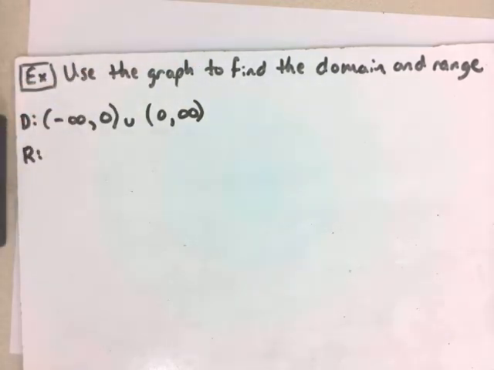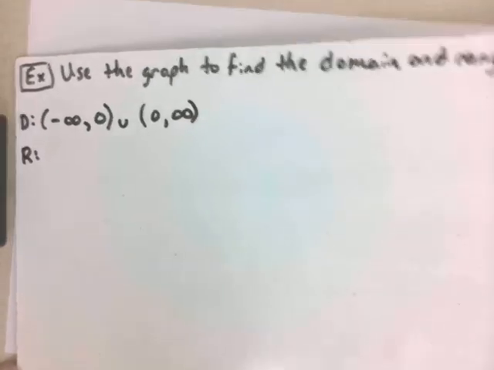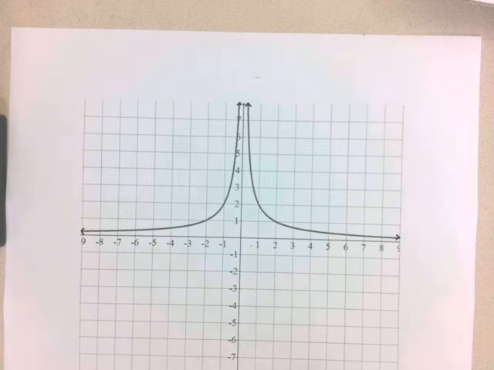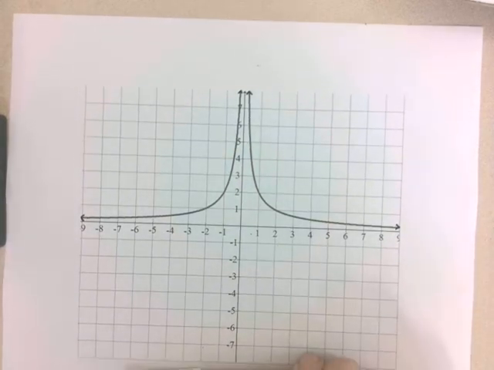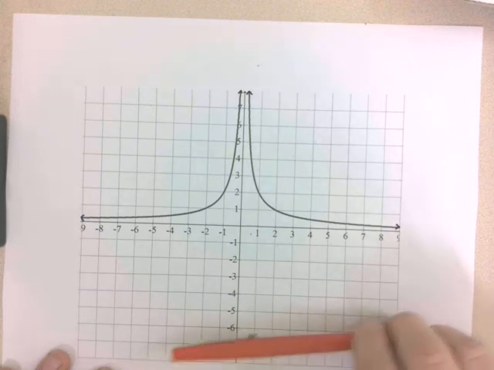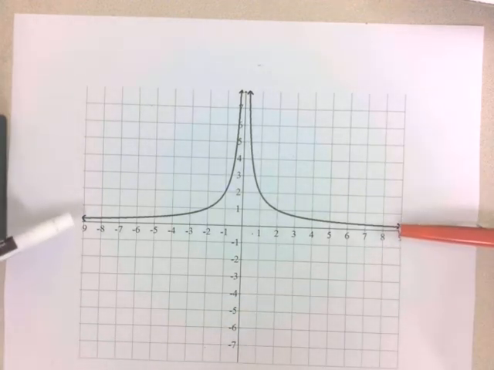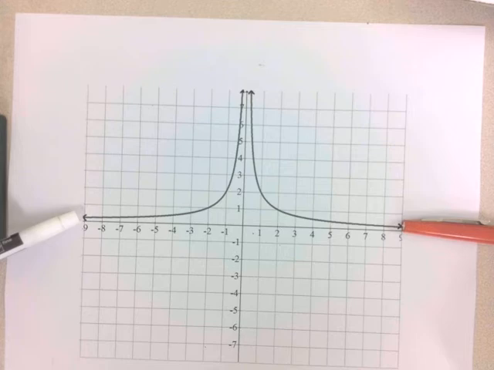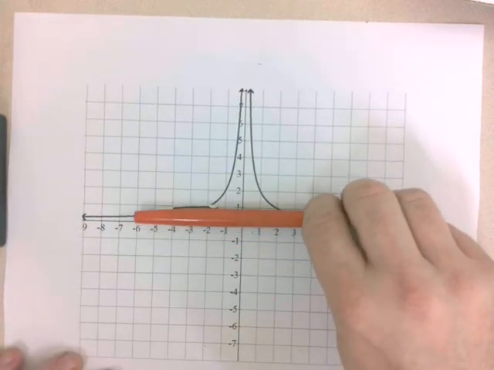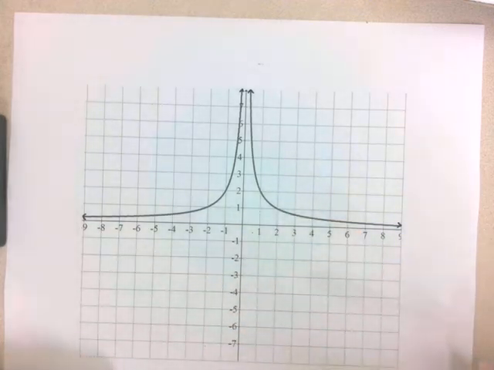For our range, those are our y values, we'd want to take a look at the graph and see how far up and how far down this graph goes. If we start at the bottom of the graph and work our way upward, the lowest point that we have is actually on both sides the same, and it's just barely above the y-axis. On the y-axis, that would be a height of 0. We're starting just a little above that, so greater than 0.